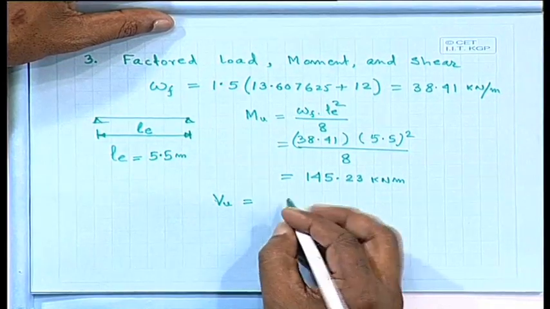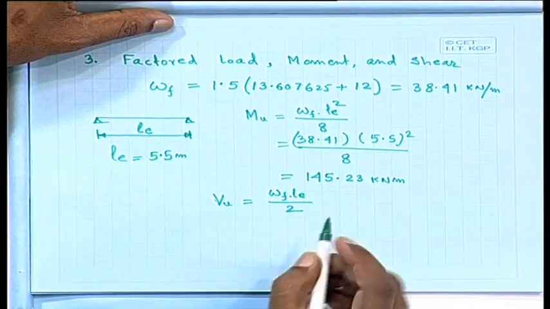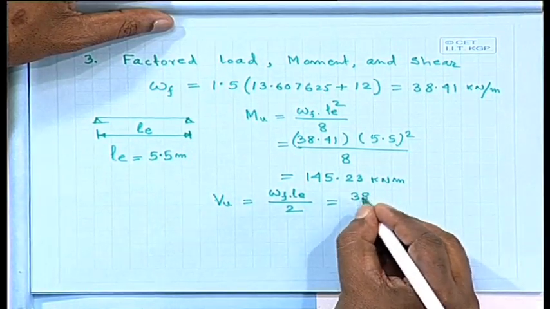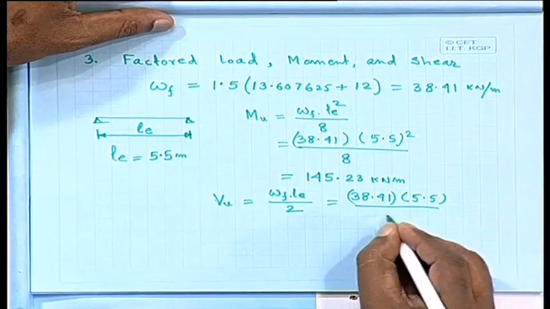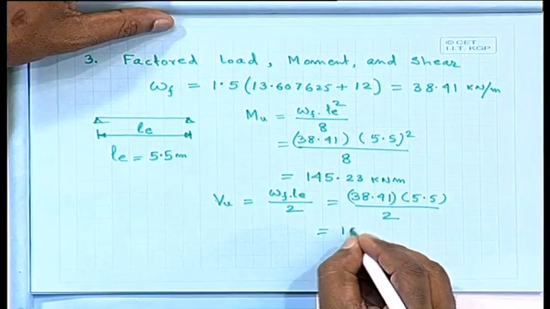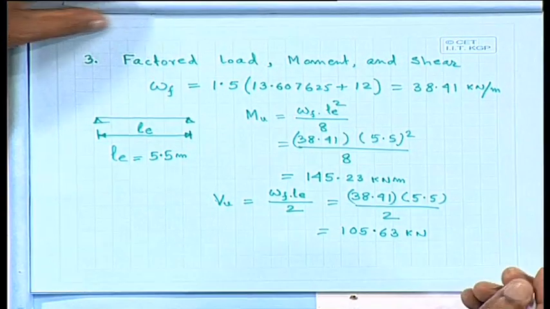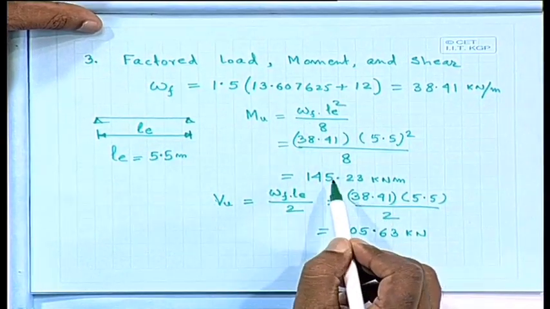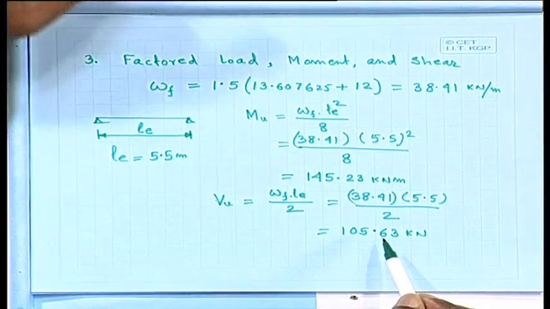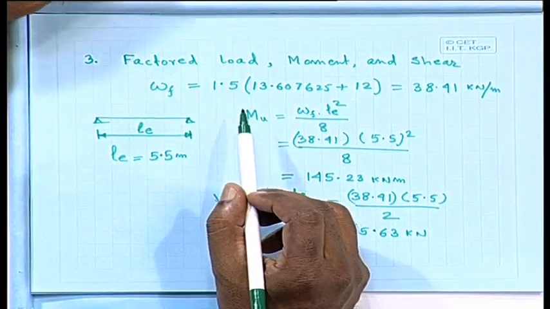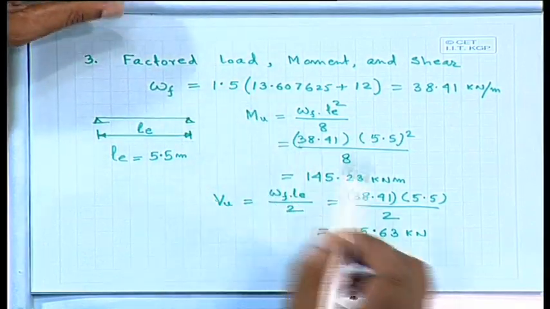What about Vu, that shear force, the design shear force? We shall take WLe by 2 equals 38.41 times 5.5 by 2, which comes as 105.63 kilonewton. So, this is the moment for which you have to design, and this is your shear force after the factored load. This is the design load. After multiplication by 1.5, if you have seismic load, earthquake load, or wind load, then the appropriate factor we have to use.